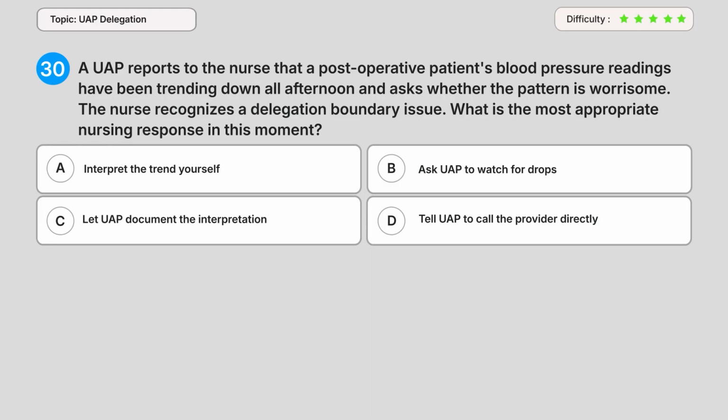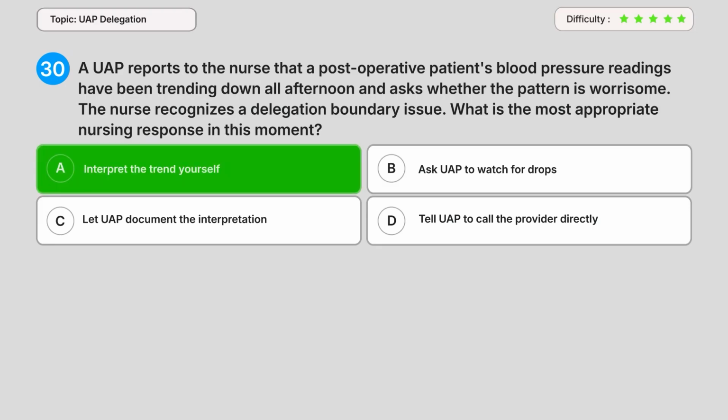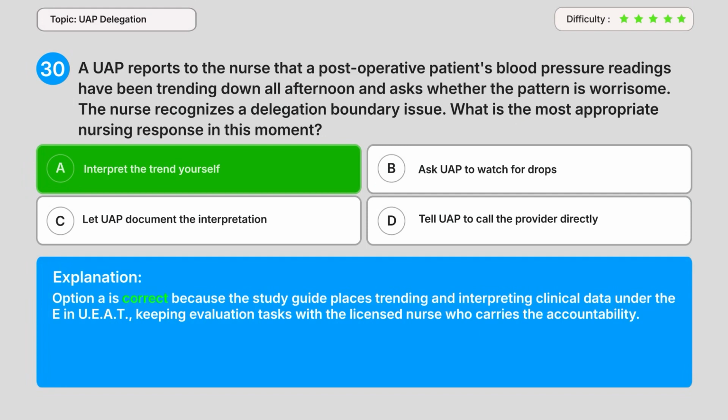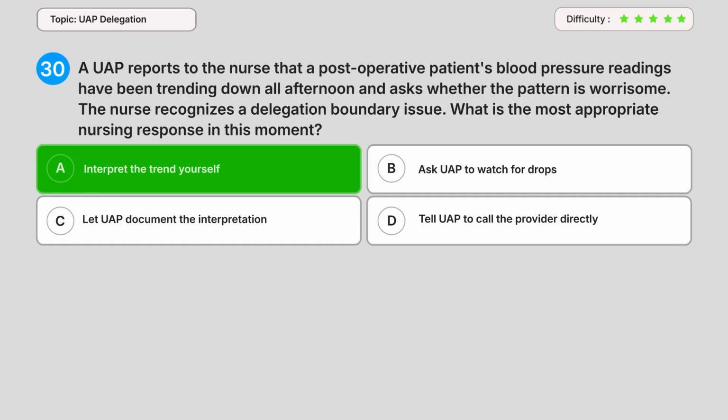Correct answer. A. Interpret the trend yourself. Option A is correct, because the study guide places trending and interpreting clinical data under the E in UEAT, keeping evaluation tasks with the licensed nurse who carries the accountability.